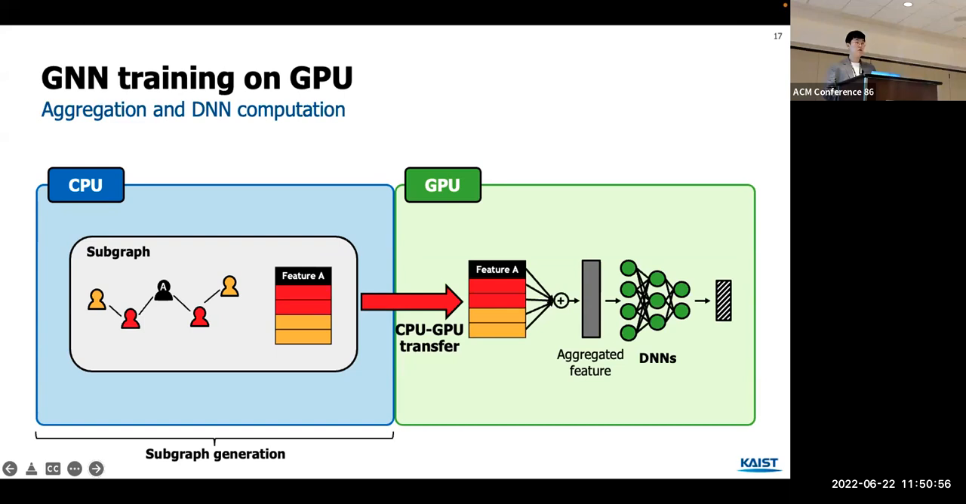GNN training on GPU consists of aggregation and DNN computation. GNN first aggregates the neighbor node features of the target node, and the aggregated feature is projected into a new dimension through DNN computation. Finally, we now have a new encoded feature, which is used for prediction or classification.